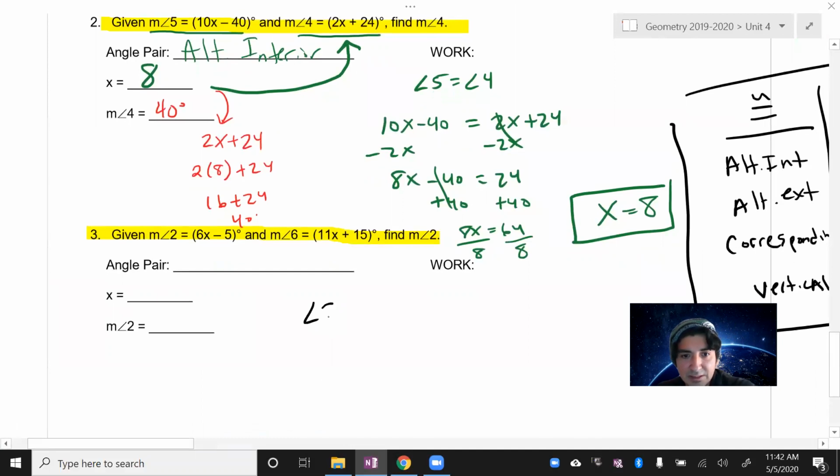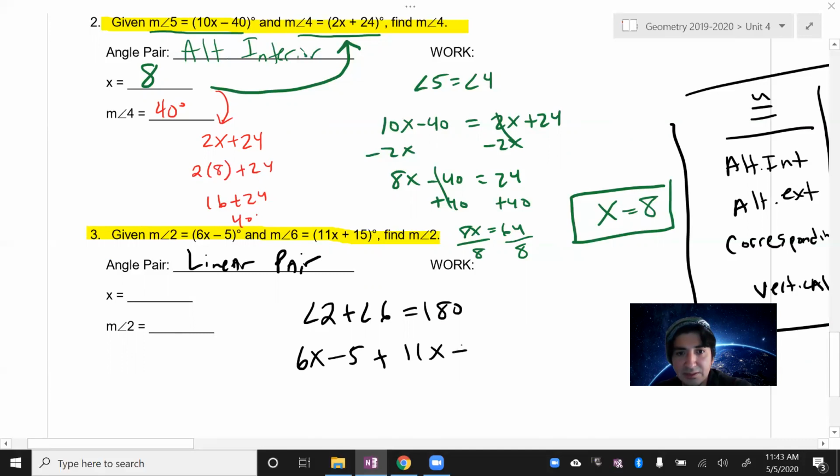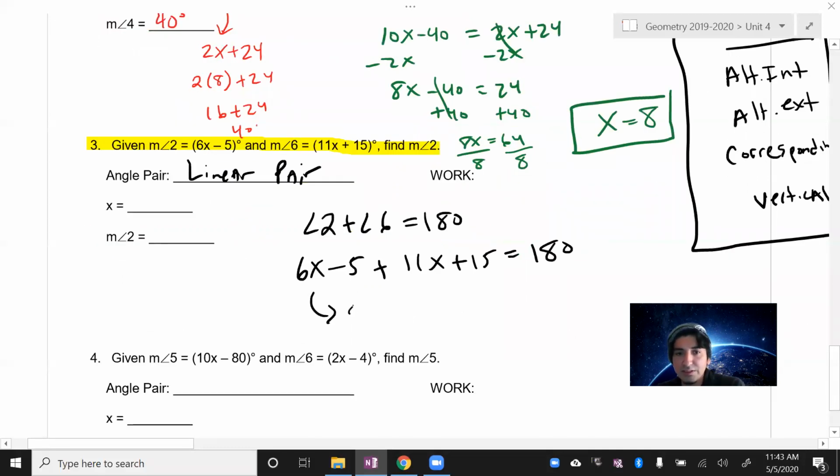So I have angle 2 plus angle 6, which is equal to 180. So this would be a linear pair. So you have angle 2, which is 6x minus 5, plus 11x plus 15, is equal to 180. Okay, so you can solve this on your own from there.